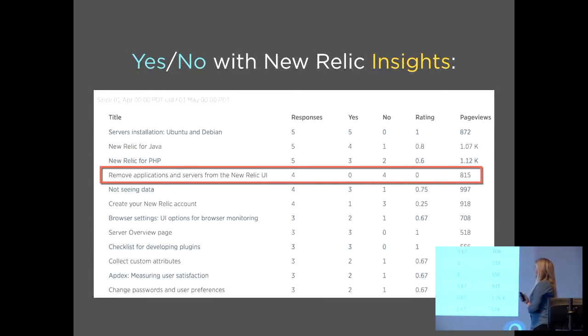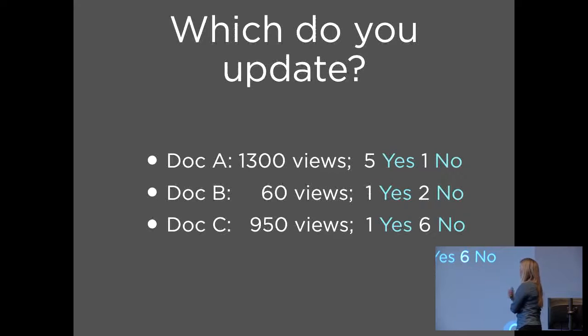But yes/no data doesn't just let you know how useful docs are, it also helps you prioritize your work more efficiently. For example, if you were a team of tech writers and you had 3 documents that desperately needed to be updated, it's pretty easy to know which one you'd want to update between Doc A that has 1,300 views, 5 yes votes, 1 no vote, Doc B that has 60 views, 1 yes vote, 2 no votes, and Doc C that has 950 views, 1 yes, 6 no votes. Clearly, something is super wrong with Doc C. So you can use your CSAT data to also efficiently prioritize your work and compare the relevancy of docs against each other to know which ones you should update before the other ones.